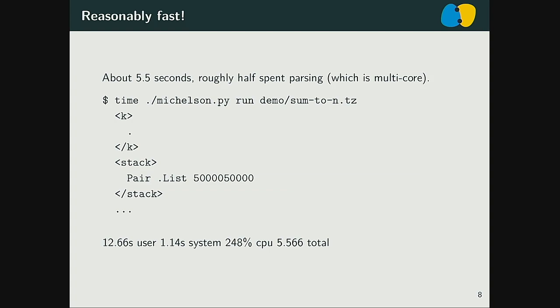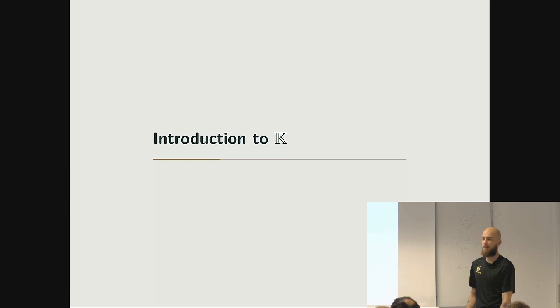I want to show you the Michelson semantics we have, but to do that, I also need to show you what K looks like. The good thing is it's going to be pretty intuitive for those of you who are familiar with Michelson, because it mostly looks the same. And there are a few differences.